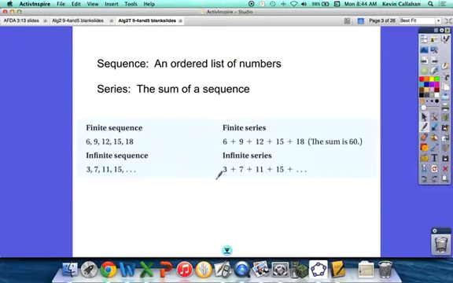Could you add up an infinite number of terms and get a number? In an arithmetic series, which is what we're doing first, every time you add one more term, you just change the sum. So it doesn't make any sense to add up an infinite arithmetic series. But a finite series, that you can do.